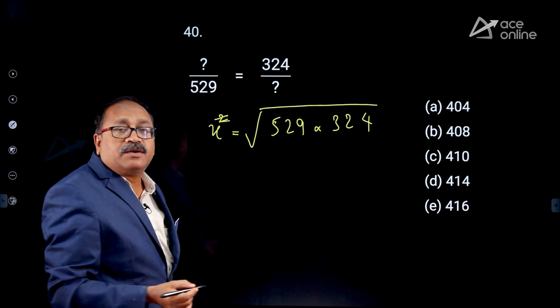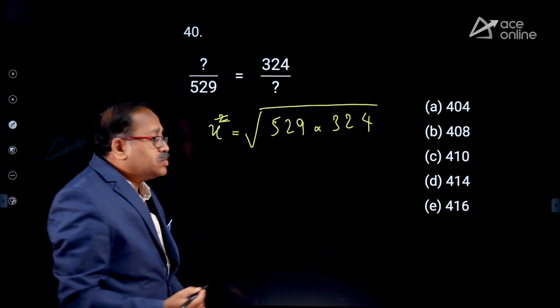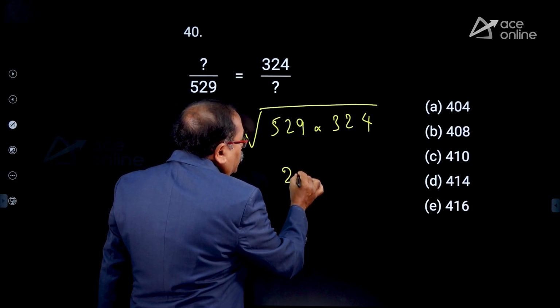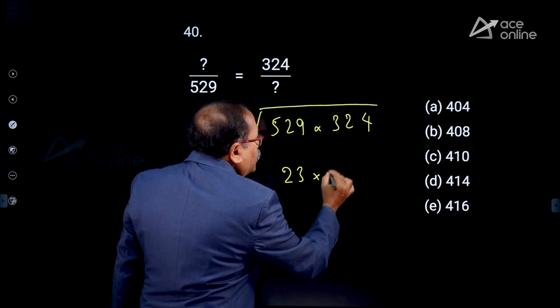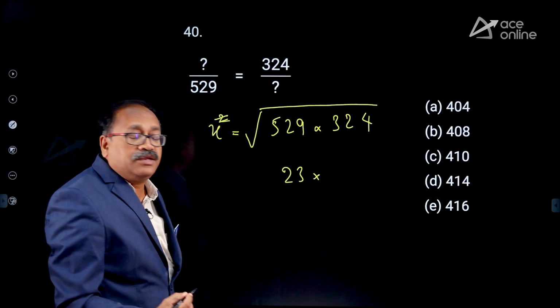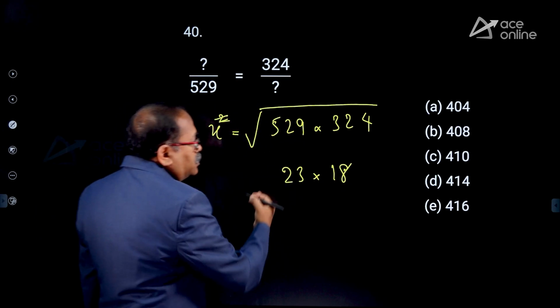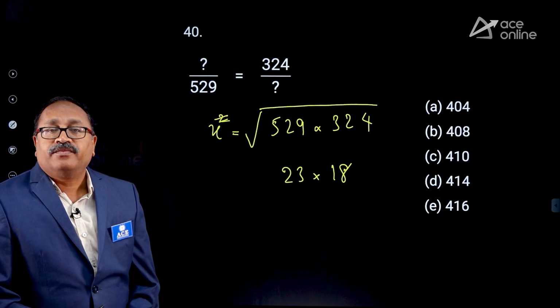And once it becomes square root, I know that 529 is 23 square. So let's take that 23 and into 324, which is 18 square. So take that 18 over here. The square root is eliminated. This is your x value.